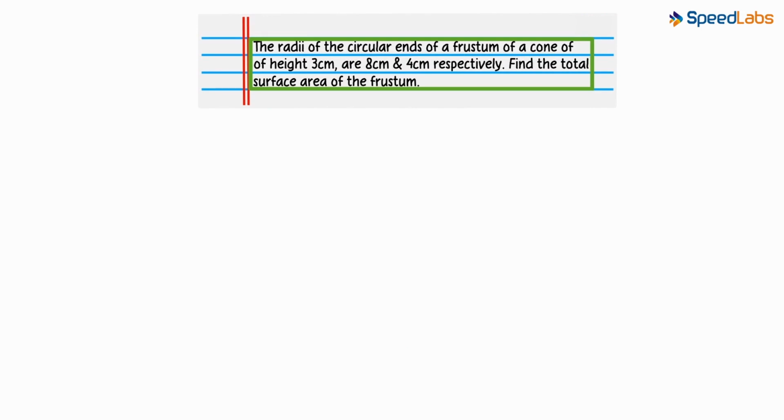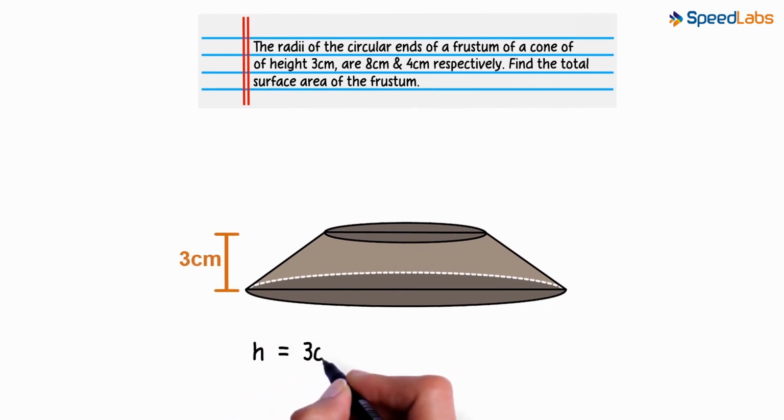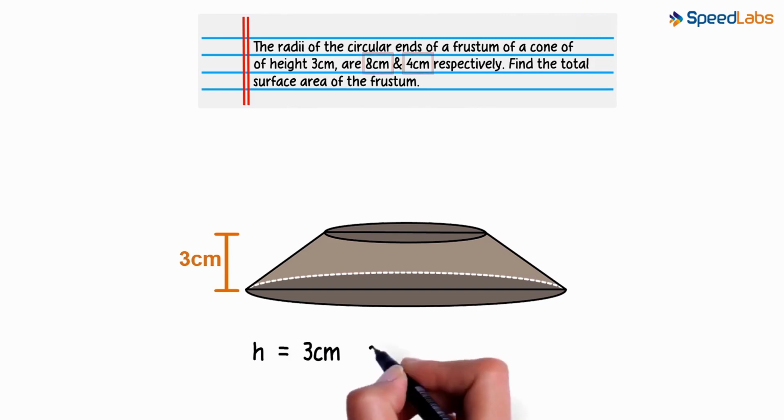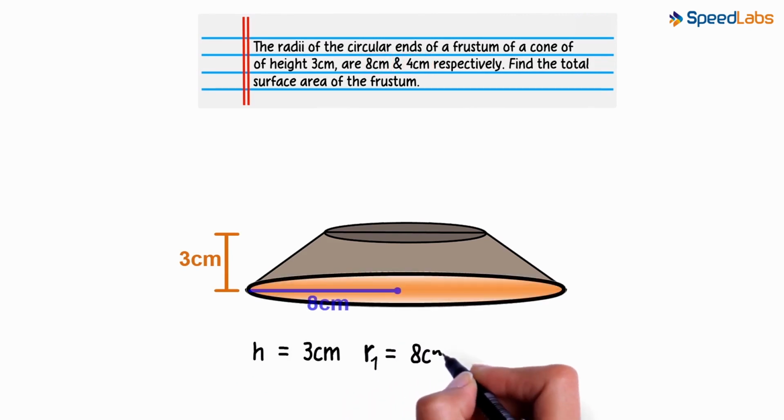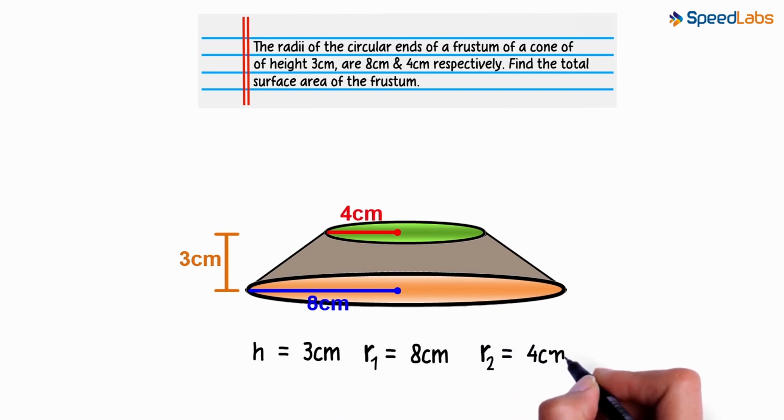First, we will draw the figure. Here is our frustum. Its height h is given to us as 3 centimeters. That is, this length is 3 centimeters. The radii of two bases are given to us as 8 centimeters and 4 centimeters. It means that the radius r1 of the bigger circle is equal to 8 centimeters and the radius r2 of this smaller circle is equal to 4 centimeters.